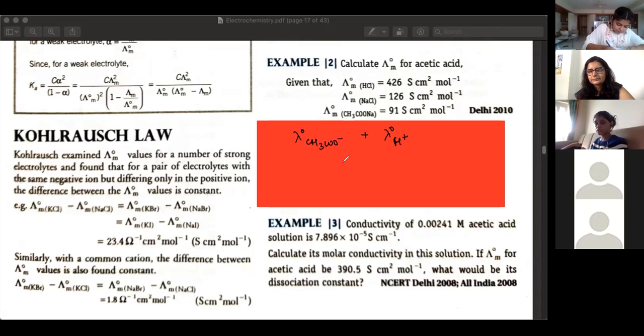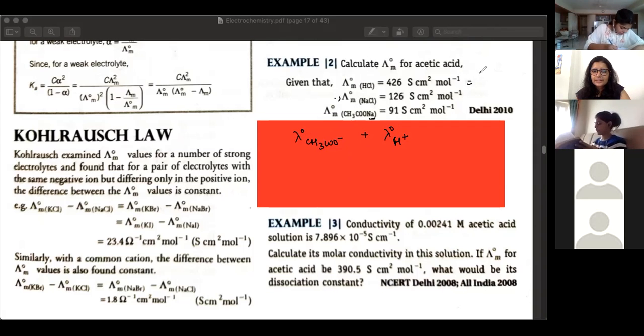So ma'am, why do we need the second equation? If we don't use it, that's all right, right? You will need to use the second equation because this 91 includes acetate ion plus Na plus. So you need to remove Na plus. Where will you get that from? You'll get that from NaCl.